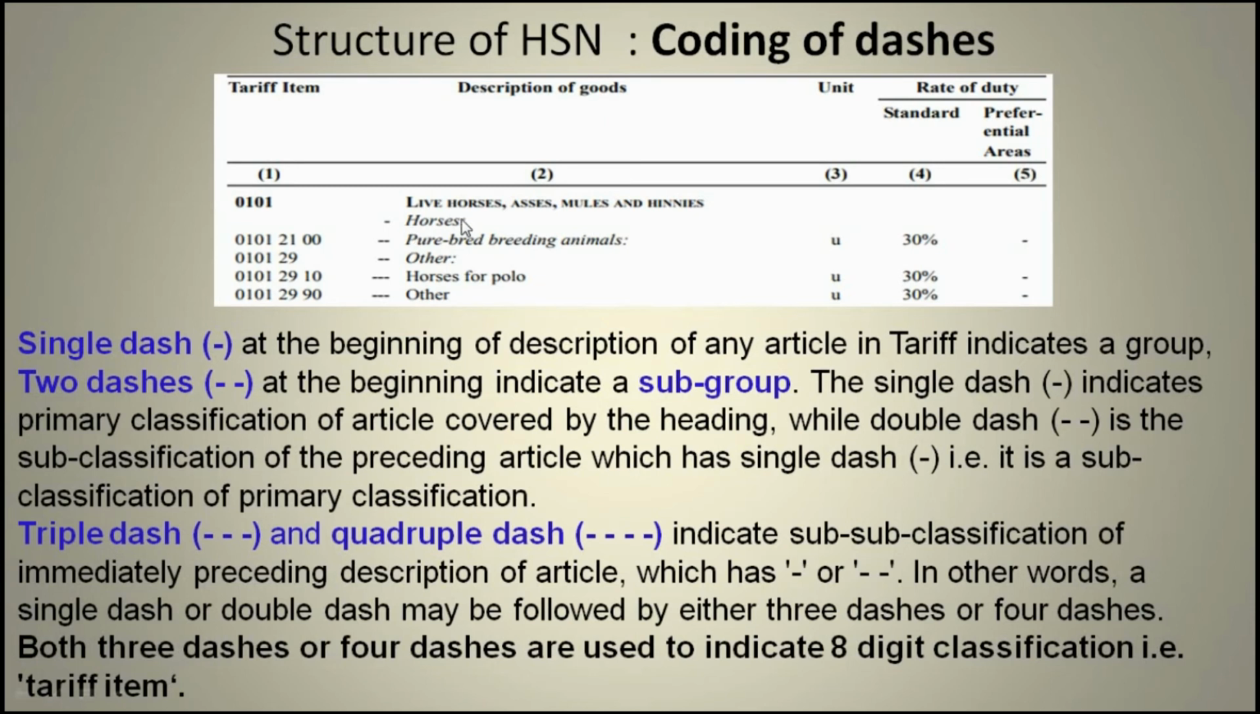As you can see on your screen, the horses come under this heading: live horses, asses, mules and hinnies. And then there is a sub-classification of horses, that is pure breeding animals and others. And then there is the sub-classification of others, horses for polo and others. So these are called the tariff items.